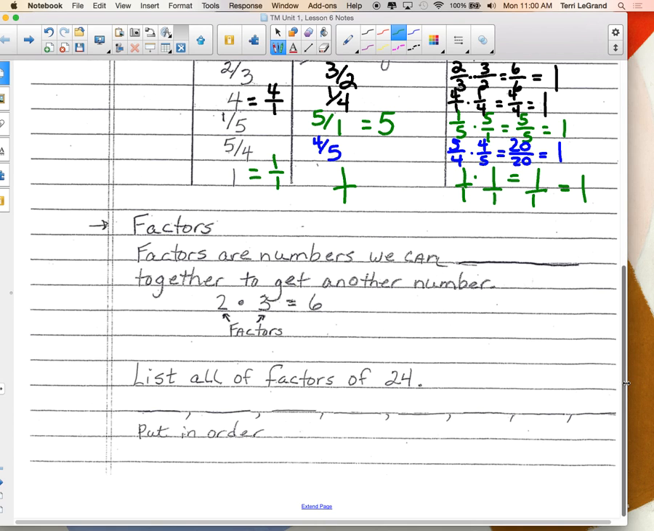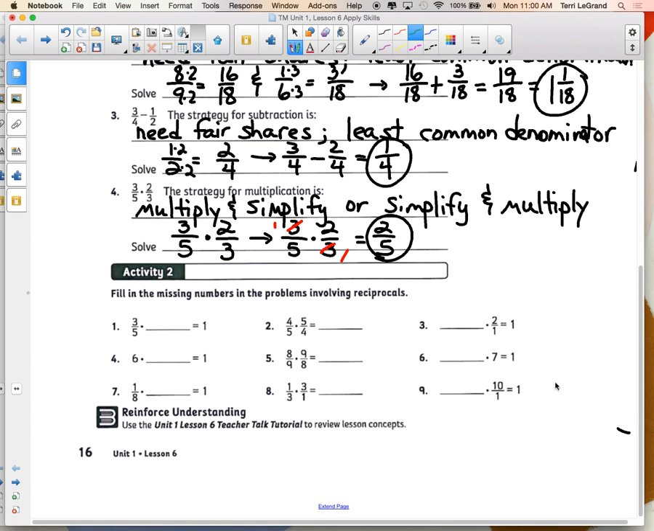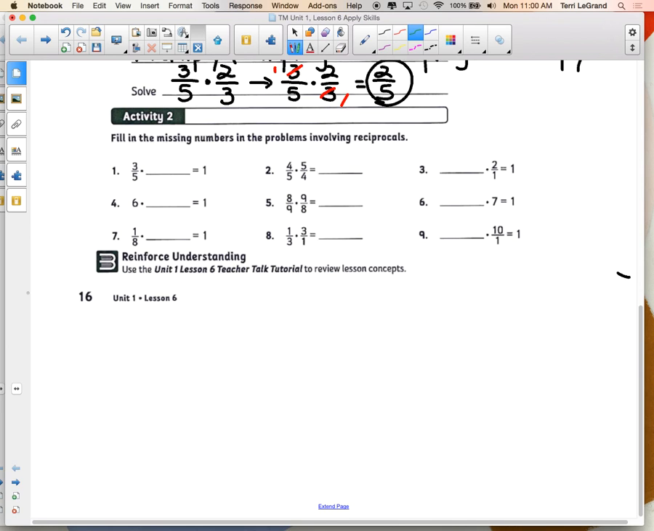Okay, let's go to the applied skills page that we were on before, and let's complete the bottom of that page together here, okay? So let me grab that up. Okay, so we have 3/5 times something equals 1. What do you think that something would be? 5/3. It's the reciprocal.